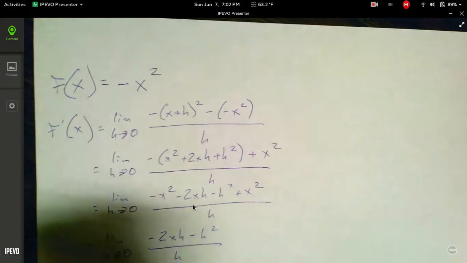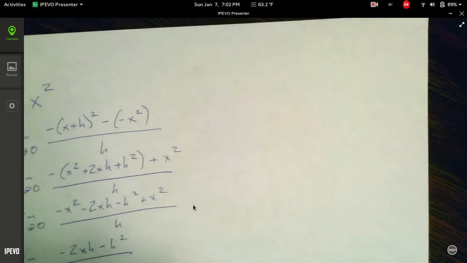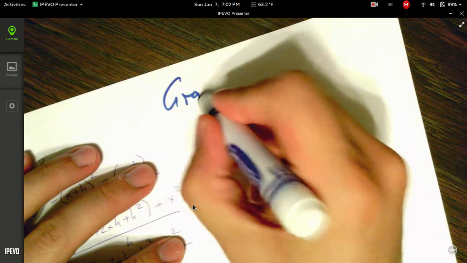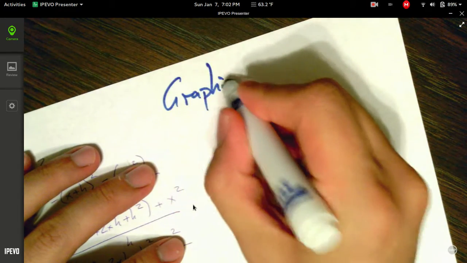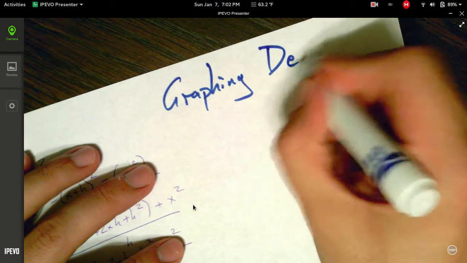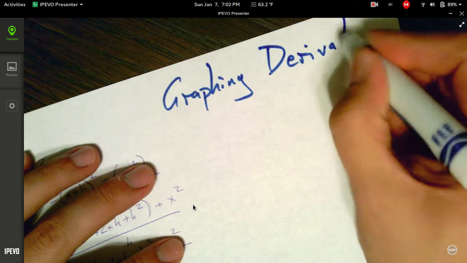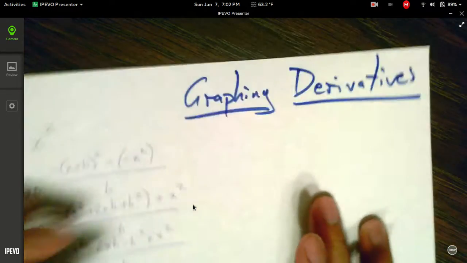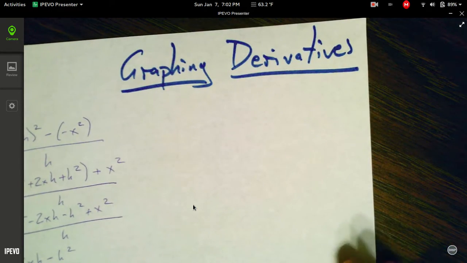So here we are. What this entire section that we're going to be working on is about is graphing derivatives. We have this concept from our prior lesson that a derivative is a slope predictor for a function. It allows us to find the slope of the tangent line of any given function at a given point.